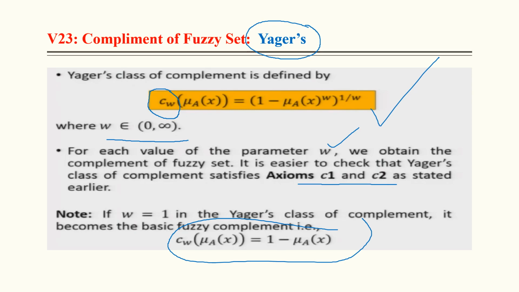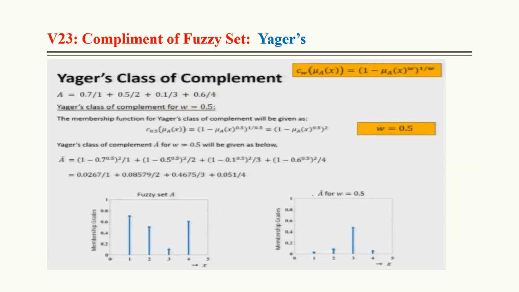In Sugeno, when lambda equals 0, it becomes a simple complement. In this case also, if we have to calculate Yager's class of complement, the values will be given to us, 0.71, 0.52, and so on, and W is equal to 0.5. So how do we tackle it? C_0.5 of mu(x) is equal to (1 minus mu A(x) raised to the power 0.5), and the whole raised to the power 1 upon 0.5. Most probably in the final examination, instead of Sugeno, it will be Yager's. So just remember this particular formula. We can calculate all these things, not a big deal, just remember the formula.